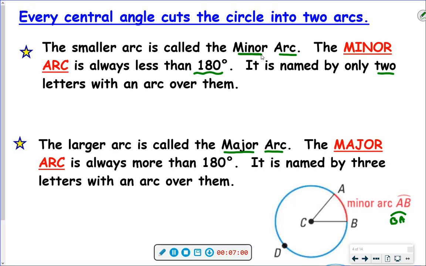Now, the larger arc, of course, is the major arc. The major arc is more than 180 degrees, and this one is named with 3 letters. And that is the blue one. So just to show you, I intentionally put the name off the screen. To name the blue one, I'm going to call it arc ADB with the arc symbol over top. Of course, you could have that flipped around, arc BDA. So minor arc 2 letters, major arc 3 letters.